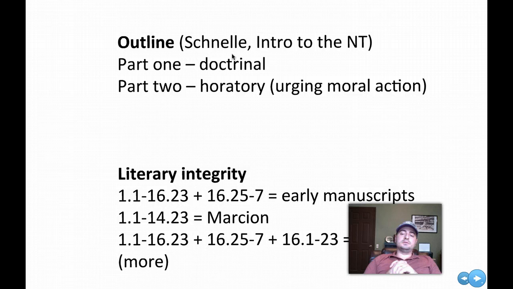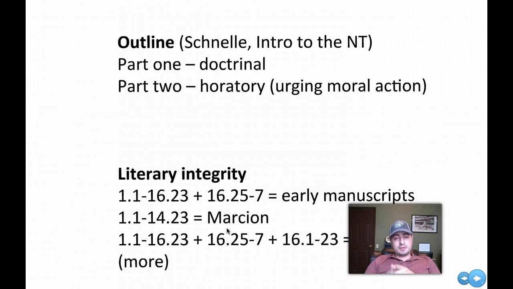In this case, the earliest manuscripts, four or five different families of manuscripts, so it's pretty significant, are missing Romans 16:24. You see how it's 1:1 through 16:23 and 16:25 through 27. That's the earliest manuscripts, only missing one thing. But then Marcion, one of the very early Christians, had chapters 1:1 through 14:23. So Marcion's Romans did not have the entire chapter 15 or chapter 16.